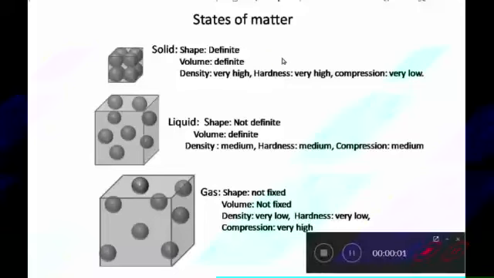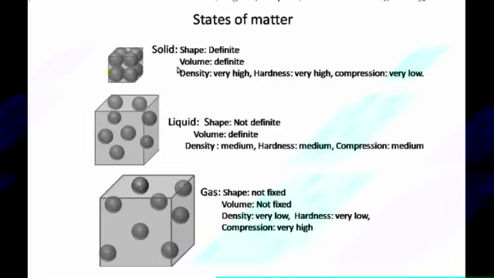Now we will discuss the different properties of the different states of matter. So first of all, solid. A solid's shape is definite. Shape, you understand, is the outer structure.